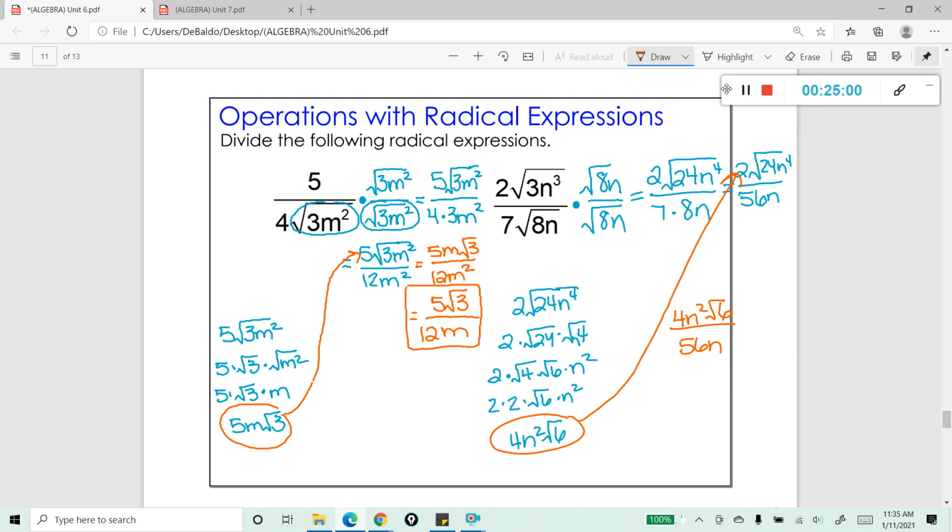So 4 divided by 56 can be simplified to 1/14. So I'm going to have a 1 up top with a 14 at the bottom. N squared over n will leave me with an n up top with a root 6 in the top. We are all done. Fully simplified. Now I know that was quite a bit. We had a lot of simplifying to do, a lot of operations, but that brings us to the end of our lesson on operations with radical expressions.